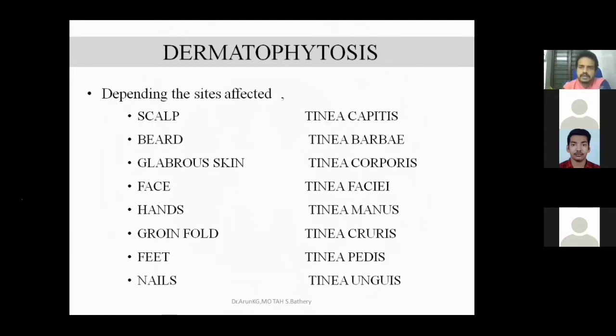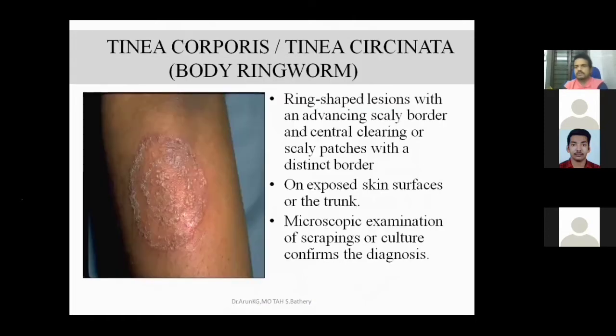And as per the site affected, their morphology and their nomenclature also differs. When they affect the scalp, it is called Tinea capitis. When they affect glabrous skin, it is called Tinea corporis. When they affect the gluteal cleft and groin, it is called Tinea cruris. So tinea corporis means tinea affecting the normal skin.